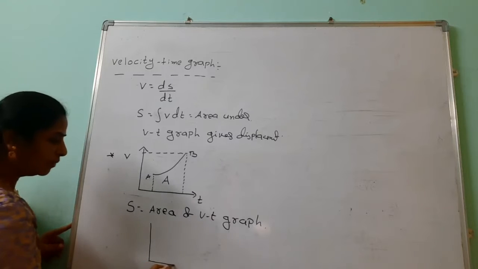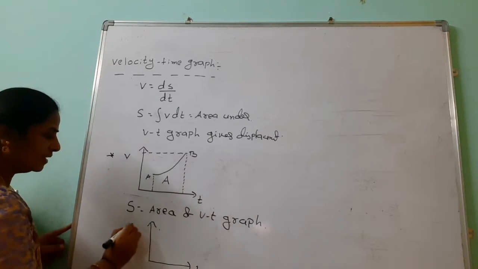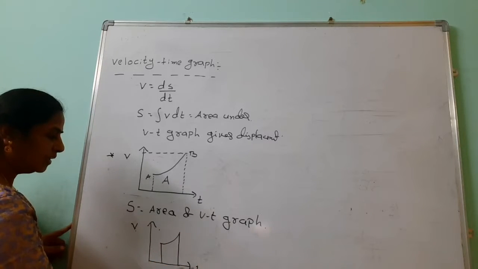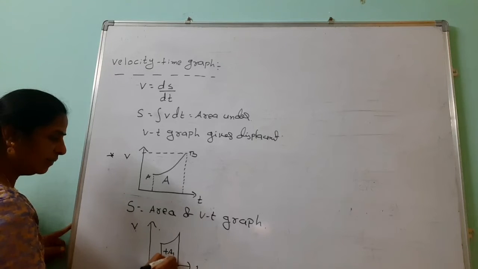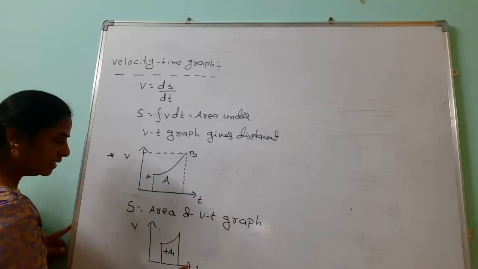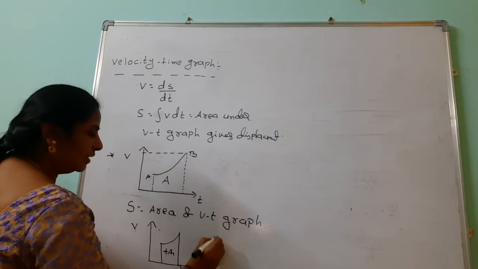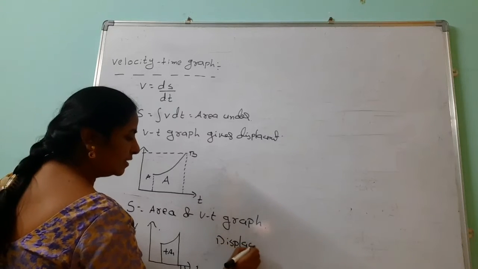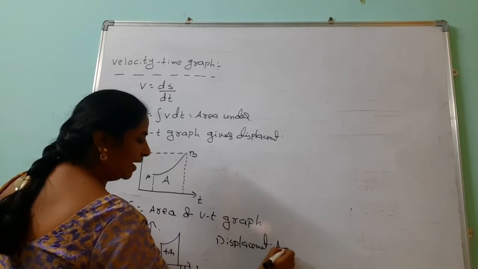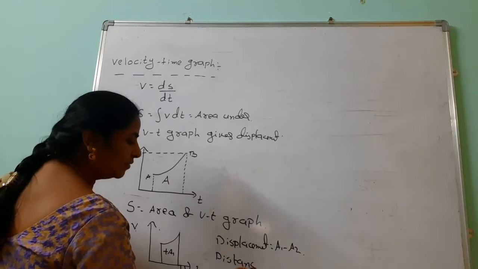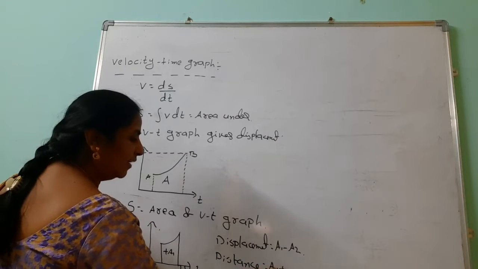Suppose you go through one more graph. Time here, and this is the velocity. This area is above the time axis, so we take plus A1, and below it there is also an area, which we take as minus A2. How do we find the displacement? In this case, displacement equals A1 minus A2. Then how do we find the distance? Here distance is the sum of the positive and negative areas, A1 plus A2.